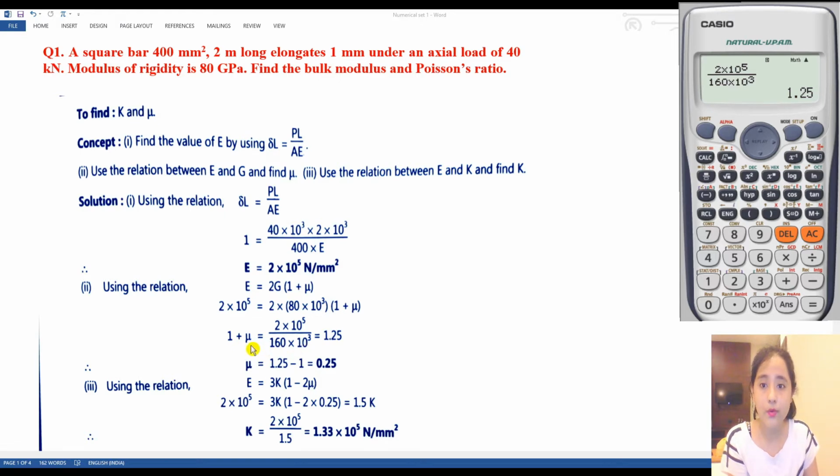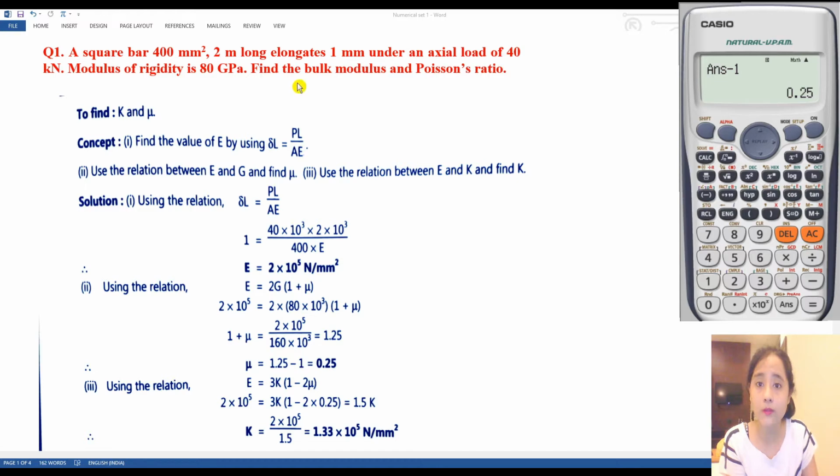Now if you want to find only the value of mu, you keep mu here and send 1 to the other side. So we have found 1.25 here. If we send this 1 to the right hand side, it will become minus. So 1.25 minus 1 will give you 0.25. So the value of mu is coming equal to 0.25. Okay, now we have found the value of mu.